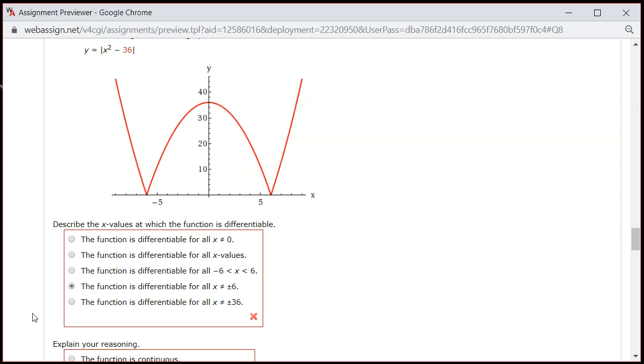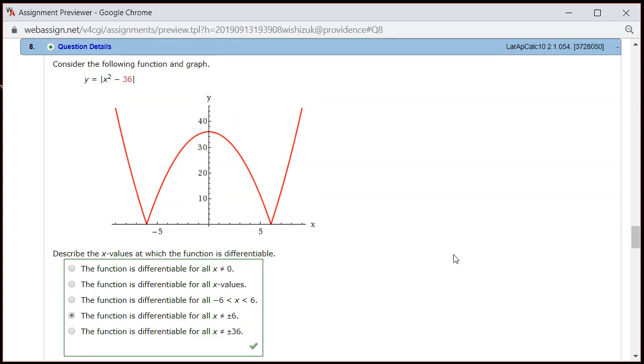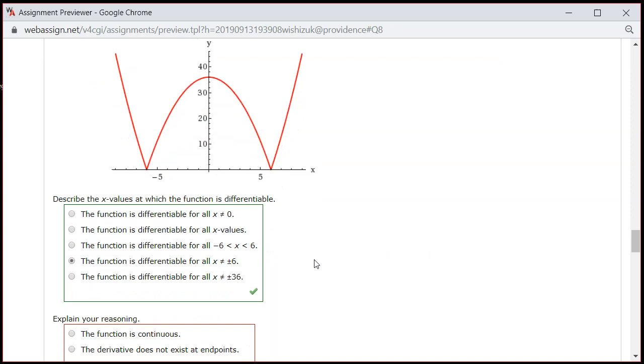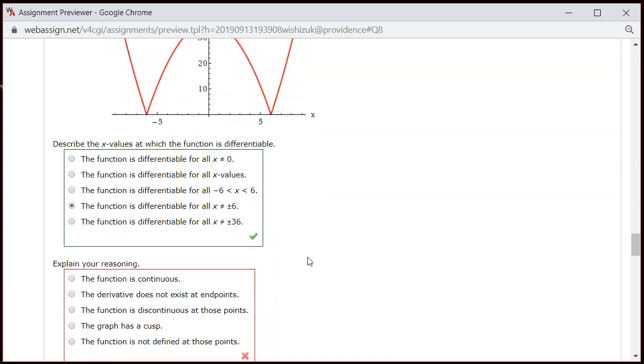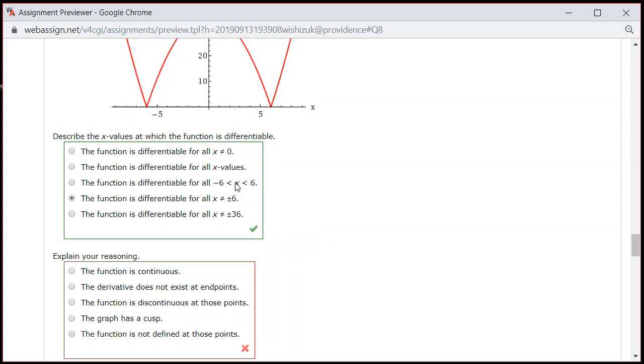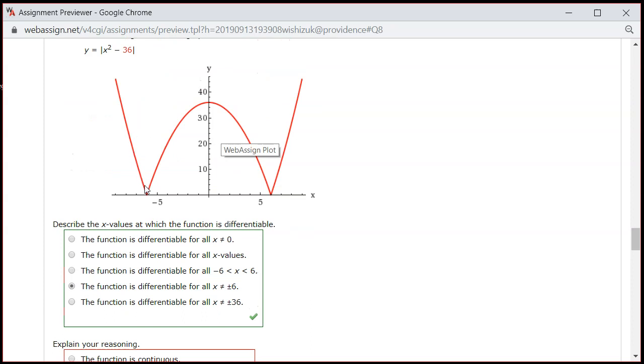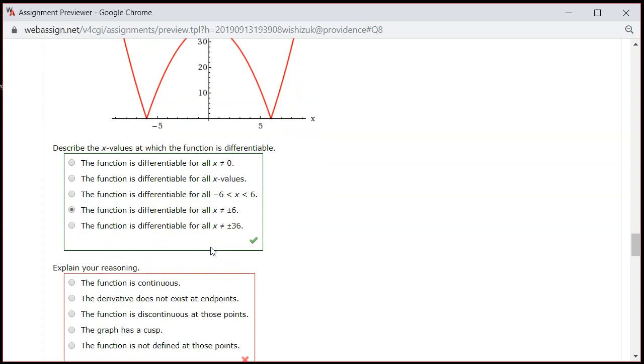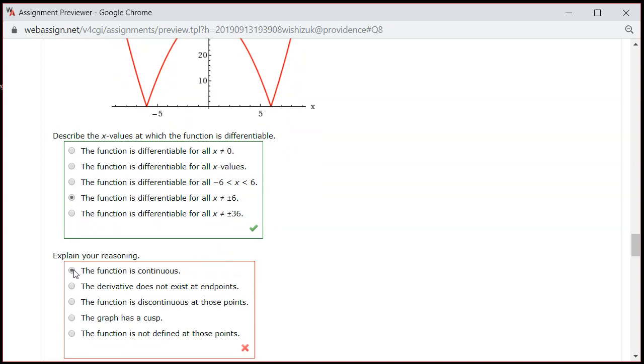All right, let's check the answer. I came back and it looks like we got the first question correct. Now, explain your reasoning. The function is continuous. You can see that there's no breakage. Even though there's a sharp corner, there's no breakage, so this function is actually continuous.